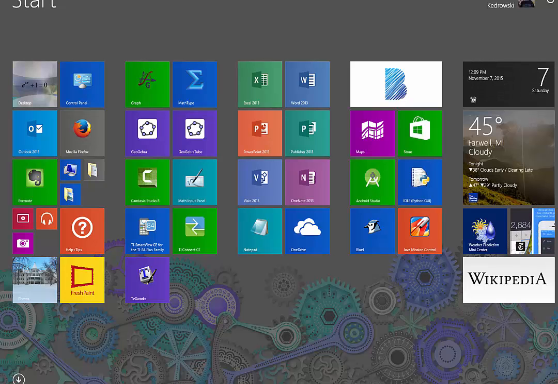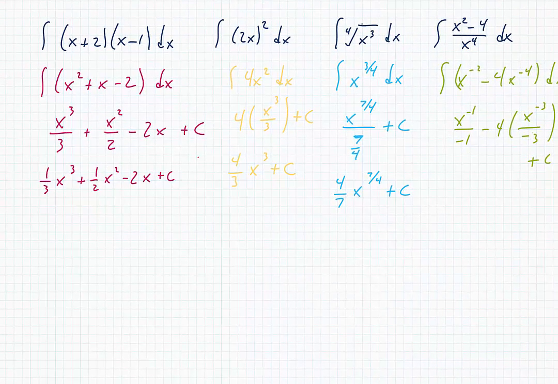Let's get back to our bamboo here. So we will have negative x to the negative 1 plus 4/3 x to the negative 3 plus c.